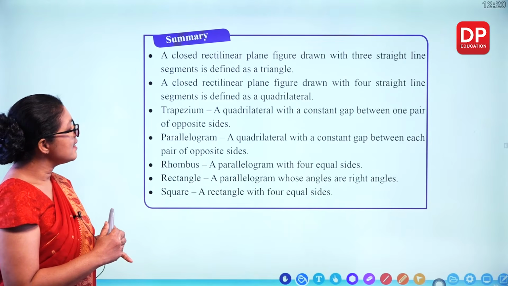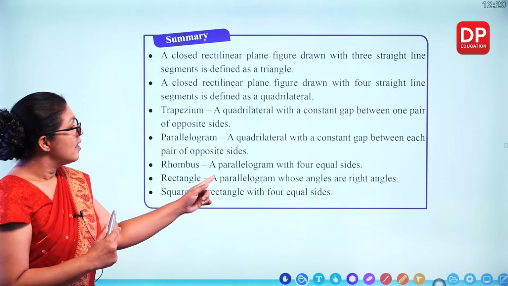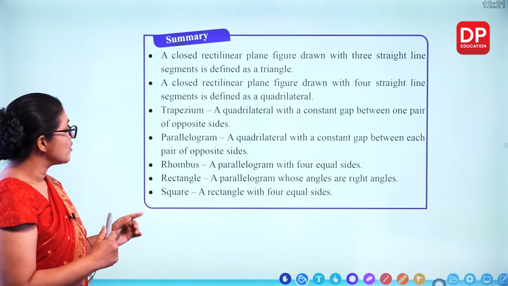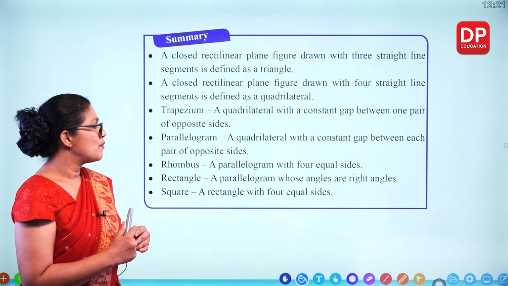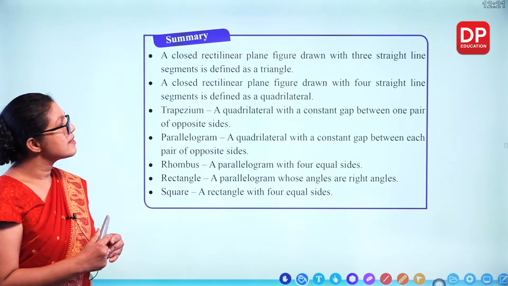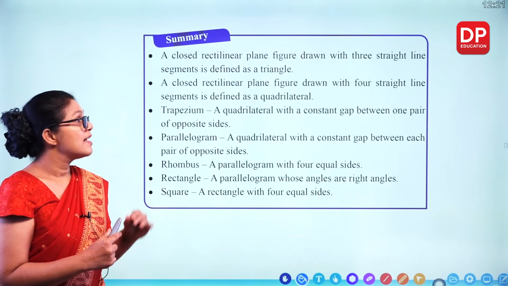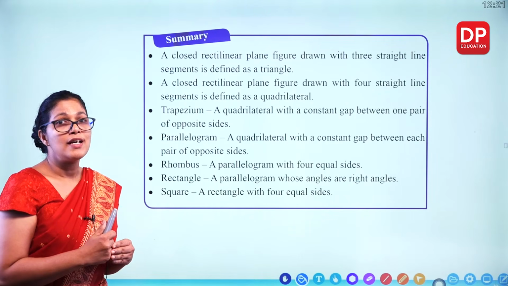And a rectangle, a parallelogram whose angles are right angles. And square, a rectangle with 4 equal sides. So remember all these quadrilaterals and triangles because you need this in future lessons.